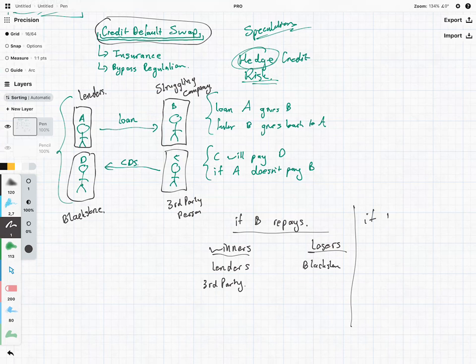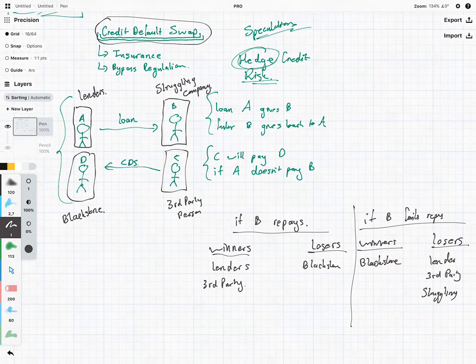Now if B fails to repay, we're going to see the opposite. The winner is going to be BlackStone, and the losers are going to be the lenders because they're not getting repaid their loan. The third party has to repay BlackStone because of the credit default swap, and the struggling company is a bit of a loser as well because their company's gone bankrupt. So I guess a winner here we could also say is the struggling company, in the sense that they get to stay afloat.